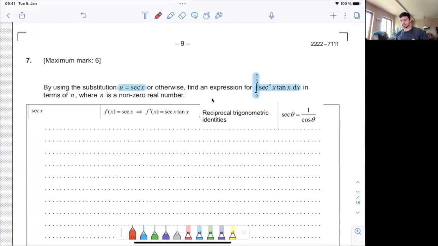Okay, so first things first, we're going to need to make our u substitution. Then we're going to need to integrate our integral with respect to u, so we're going to need to have du on the end. So if u is equal to sec x here, that means therefore du dx is going to equal what we have just over here. So that's sec x tan x.